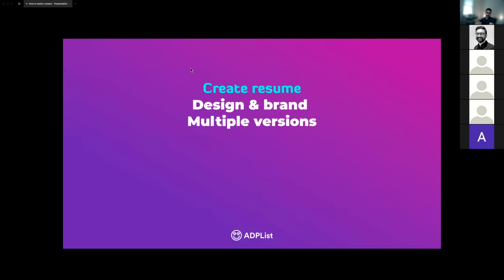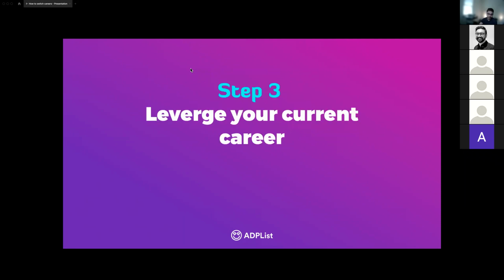When you create all of your website material, be sure to design and brand it. So think about your fonts and colors, and create multiple versions of your resume so that everything looks matched and consistent. Now, step three, once you've created all your content, you're ready to make that career switch. It's difficult to start over. If you feel like you're in a dead-end career and now you're starting from step one, you might think that you're starting from zero, but that's actually not the case.